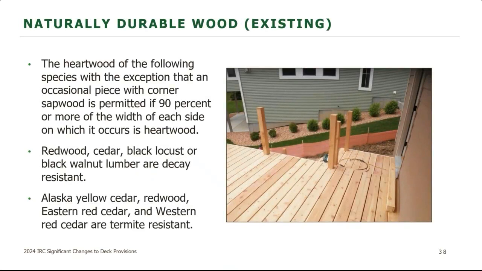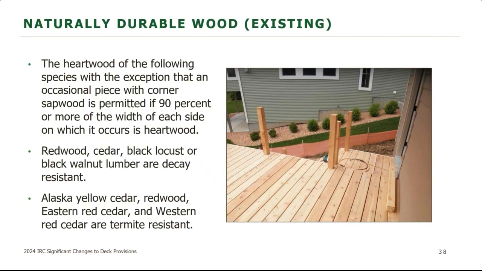When you are dealing with decay protection, you've got two options, right? You have preservative treated wood, and then you also have an option for naturally durable wood. A lot of people just think, well, if I use redwood or cedar, that's going to be fine. If you read the actual definition of it, though, you need to be using the heartwood of those species, except that you can get an occasional corner of sapwood, but 90% of each side of that wood has to be the heartwood of the tree. That's going to be the center section. It's going to be a deeper, darker, redder color. The sapwood is the more yellowish color. So make sure that if somebody is going to use naturally durable wood, that they are using the heartwood of the tree. And then again, 90% of each side has to be heartwood.